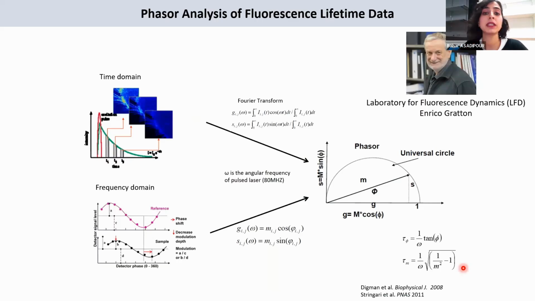Phasor analysis for FLIM data was first introduced in the Laboratory for Fluorescence Dynamics, or LFD, in the US by the legendary Enrico Gratton. You can find excellent publications, two of which are cited over here. It can use both time domain and frequency domain FLIM data and represent the data in this phasor space that we are seeing over here.